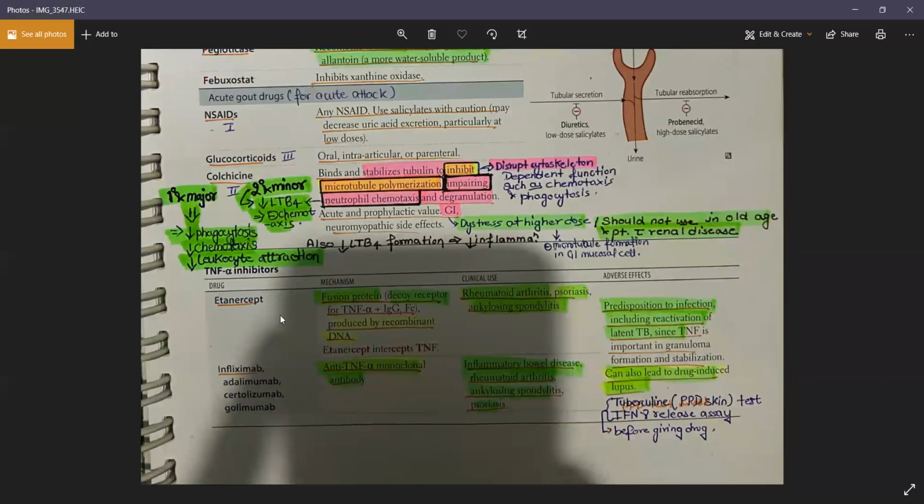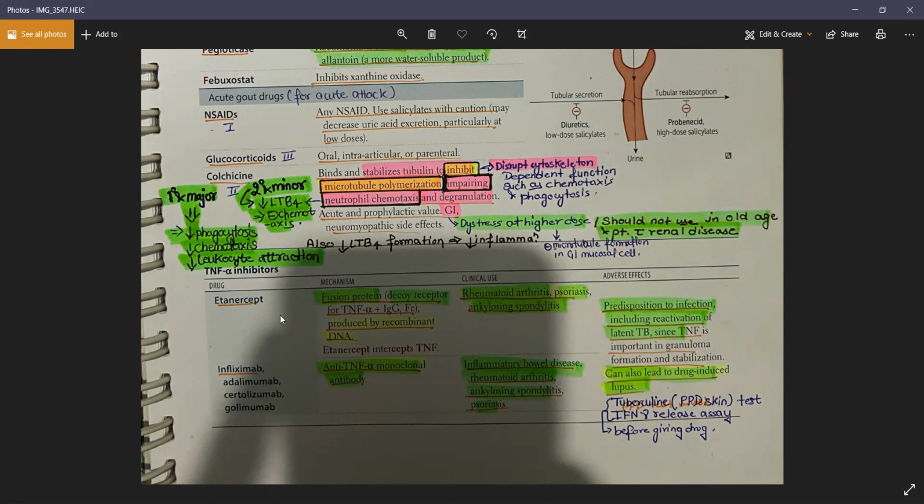Then you have the drugs which are TNF alpha inhibitors, and the main use of these agents is in rheumatoid arthritis and in inflammatory bowel diseases, or similar diseases like rheumatoid arthritis, including ankylosing spondylitis or psoriasis. So in all the conditions where TNF alpha has a very major role, you can use these agents.